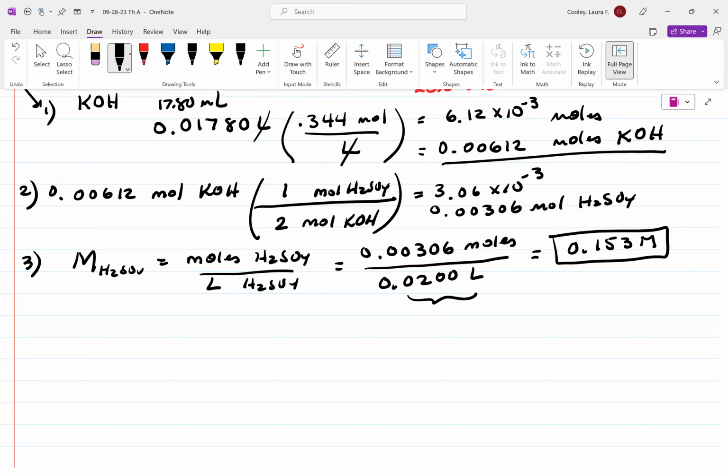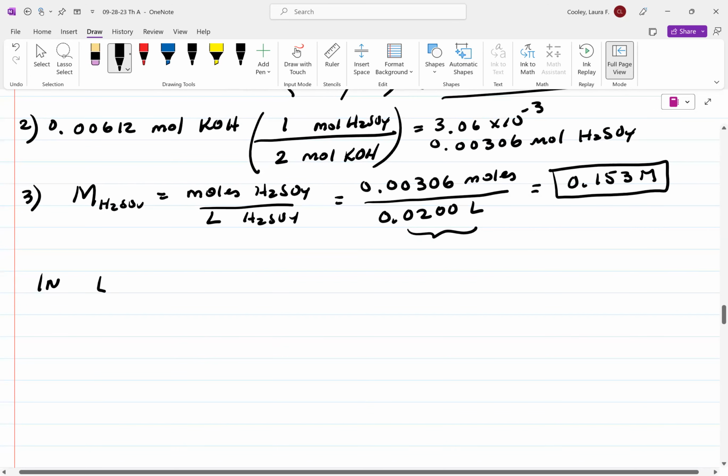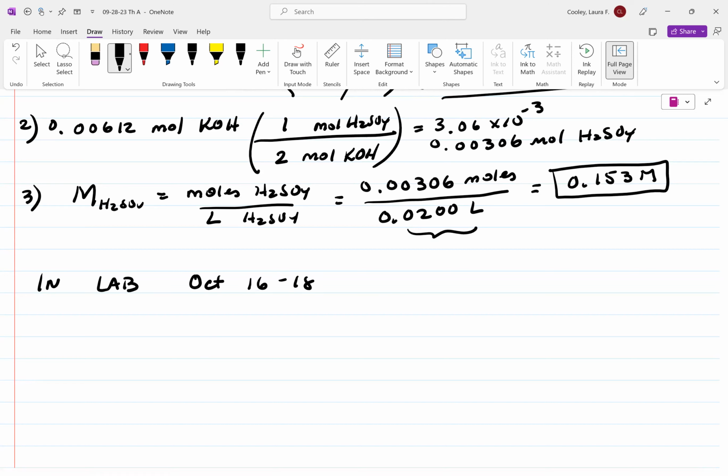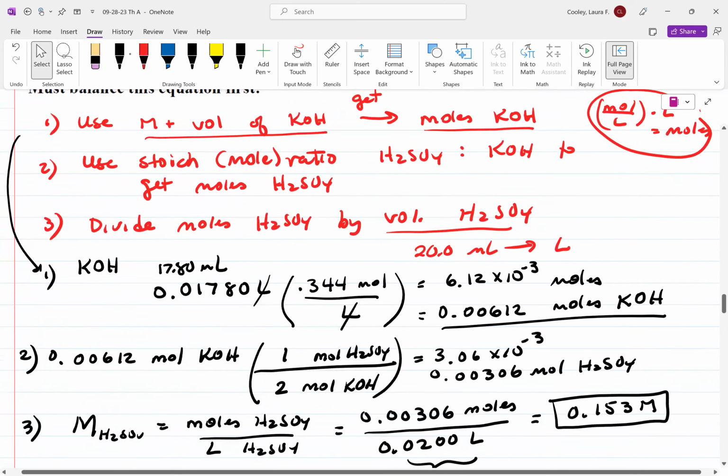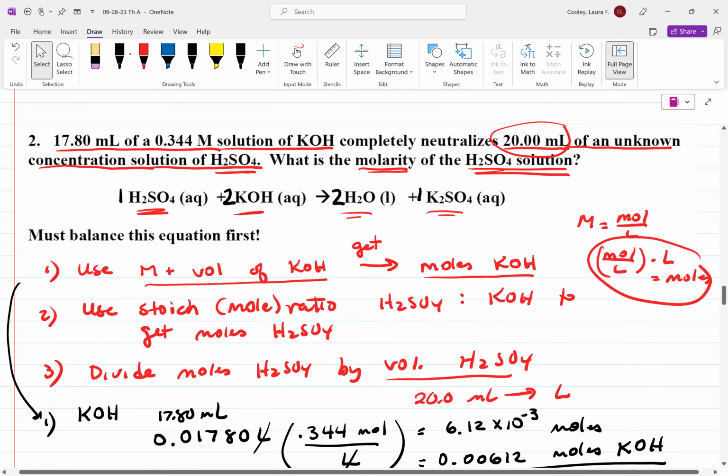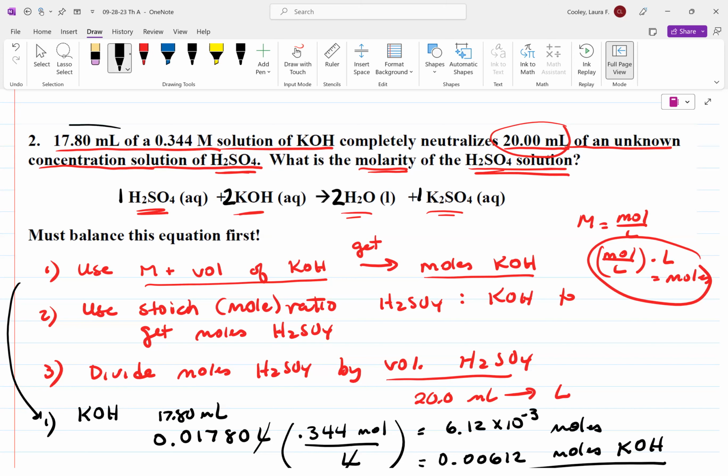Okay, now this type of problem is one that you see quite a bit. It's a very typical problem. In fact, you're going to be doing something like this in lab. It's unfortunately a couple of weeks from now, October 16th or that week. If you look at the way this problem is written, it says 17.80 milliliters of this molar solution of KOH completely neutralizes 20 milliliters of an unknown concentration of H2SO4. So you have to ask yourself, how do we know that exactly 17.80 milliliters of this solution completely reacted with the H2SO4 that was there?